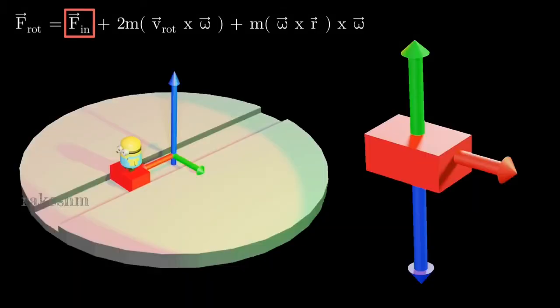Let me first help you understand this term F inertial. This F inertial means all the forces acting on the block when we are looking at it from an inertial frame of reference, or when we are looking at it from the ground. So first, the gravitational force acting on the block, mg downwards. Next, this block is in contact with the slot's lower surface. So due to that, there is a normal reaction force acting in the upward direction.